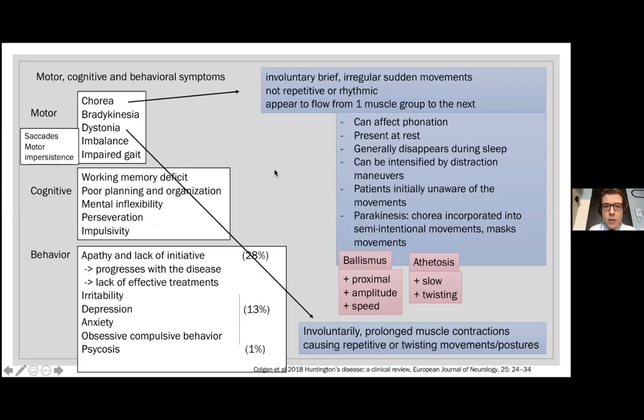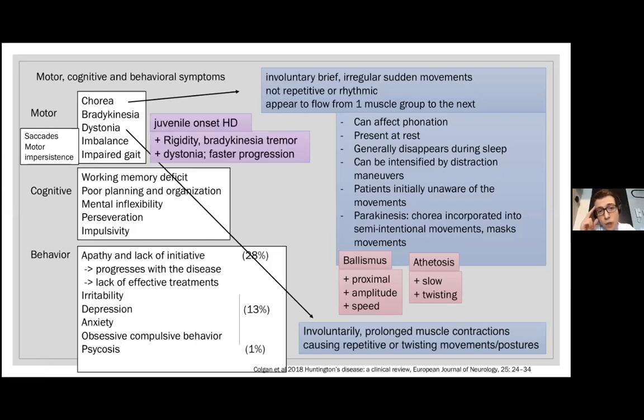Okay, but it's not all motor. There are also cognitive issues, namely in terms of working memory, poor planning, inflexibility, perseveration, impulsivity, and also behavioral symptoms. Of the behavioral symptoms, apathy, lack of initiative is very pronounced, and it's present in almost one third of patients, and it progresses with the disease, which is different from the other symptoms such as irritability, depression, and anxiety, and OCD, which are less frequent. Psychosis is relatively rare in this disease.